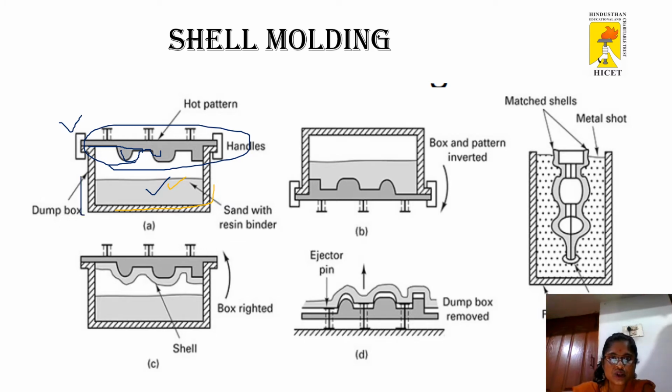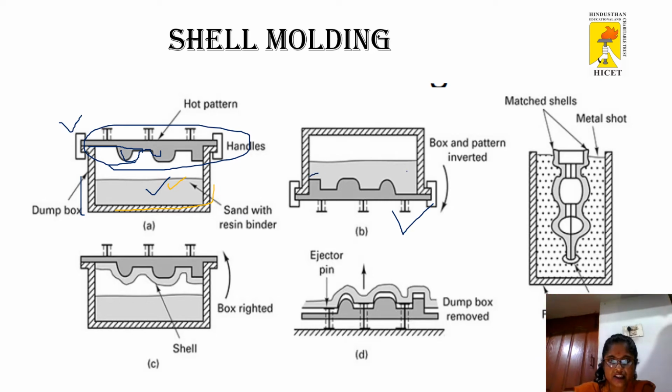Okay, so it is inverted. The next step is that the dump box is inverted, allowing the sand-resin binder mixture to coat the pattern. The heated pattern partially cures the mixture, which now forms a shell around the pattern.